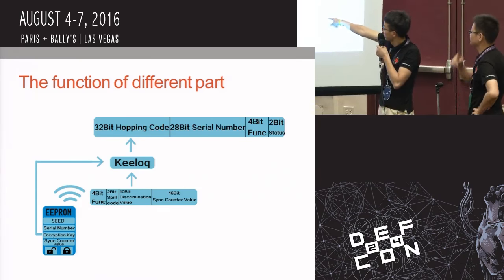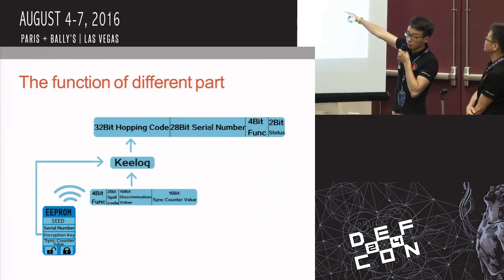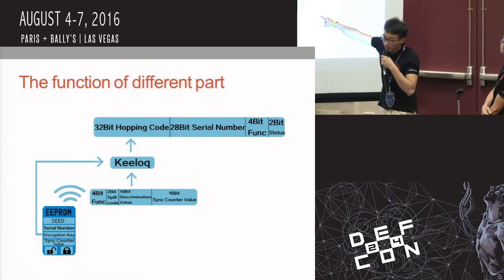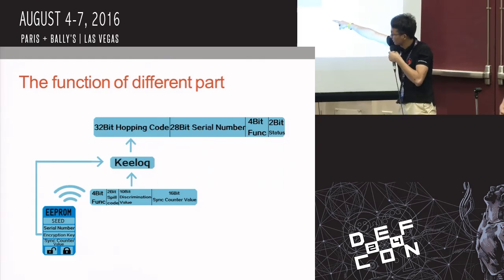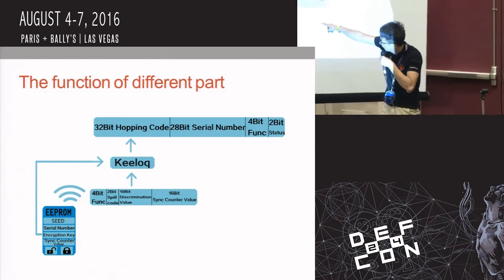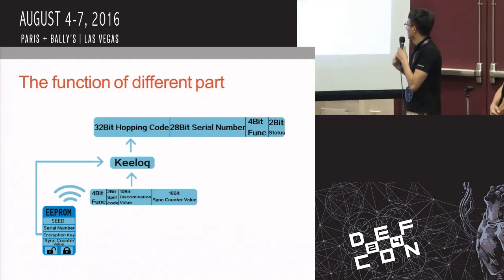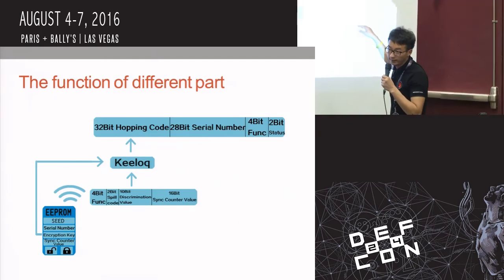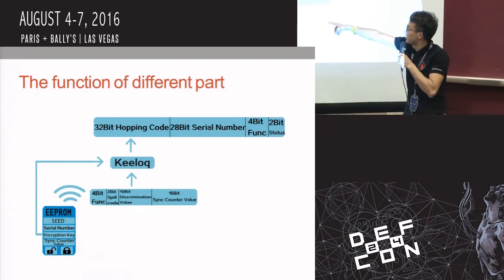The value is explained from top down. The 32-bit hopping code is the result of using the KeeLoq encryption algorithm to encrypt the content: the 4-bit function code, 2-bit spiel code, and the content. Understand? So actually, there is a 4-bit function code in plain text, sent in plain text, and there is an encrypted version of the 4-bit function code.